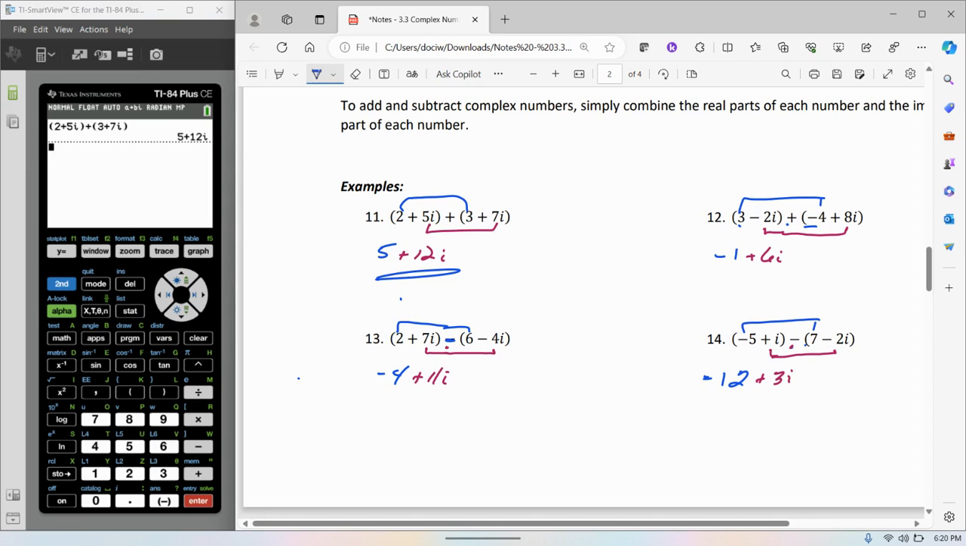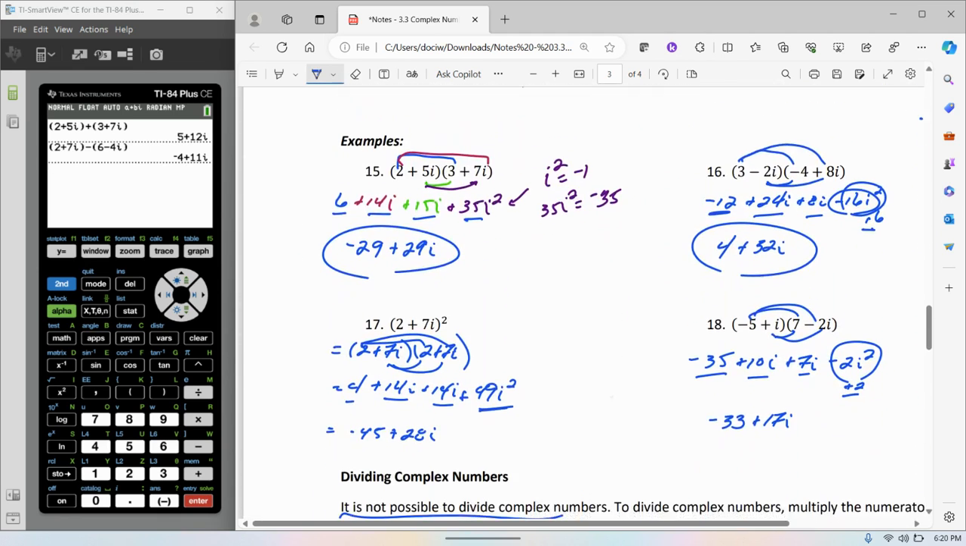I'm only going to do one of each here because it should become intuitive. But if I'm going to subtract 2 plus 7i minus 6 minus 4i, parenthesis, 2 plus 7i, close the parenthesis, minus, open the next parenthesis, 6 minus 4i, and close that parenthesis. Remember, the i is the second function on the decimal. Press enter, and there's your negative 4 plus 11i.